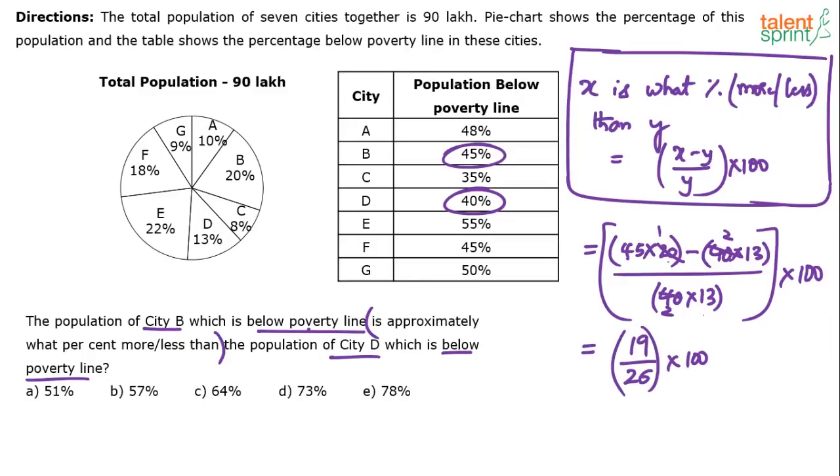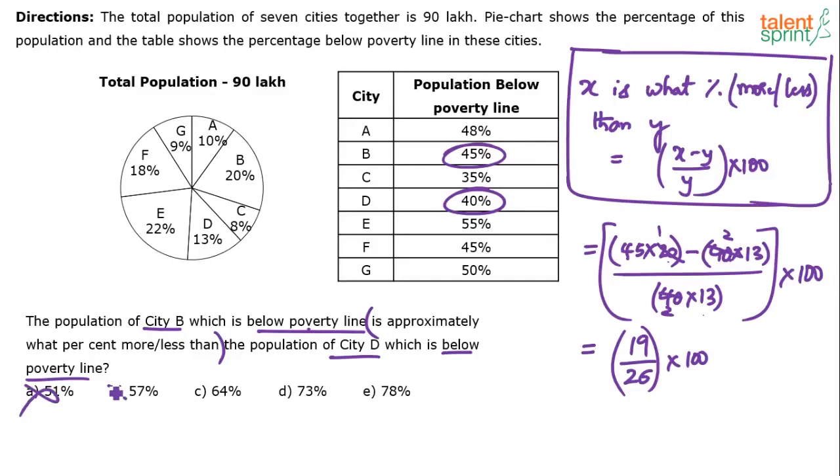Find out how you do this now. It's approximately 20 by 26, so 10 by 13 or whatever. Approximately, if you want to include this 100 into your calculation, 100 by 26 is approximately 4. 4 into 19 is 76. It should be around 76%.